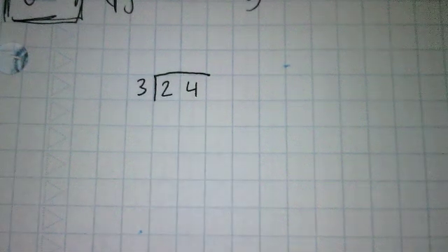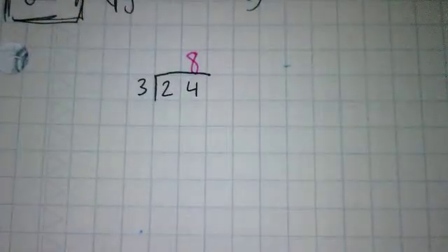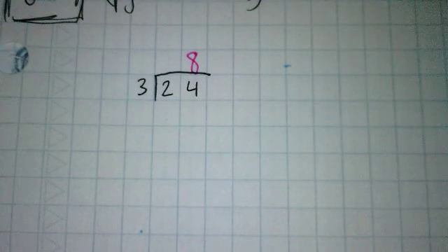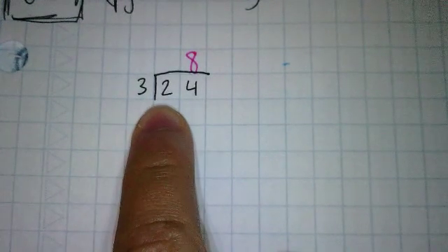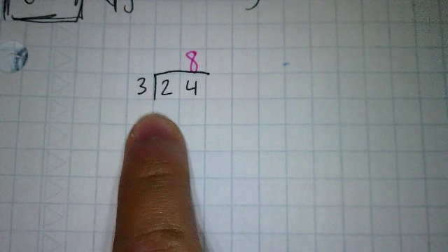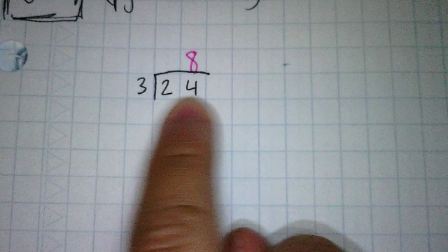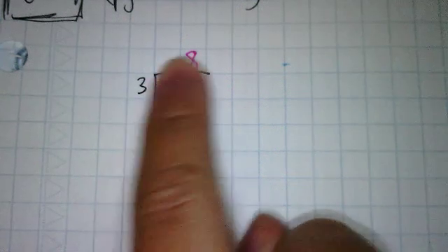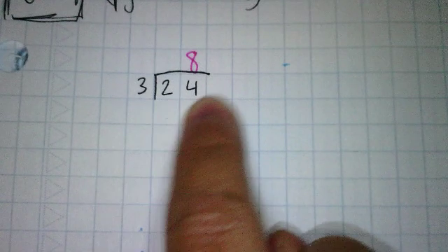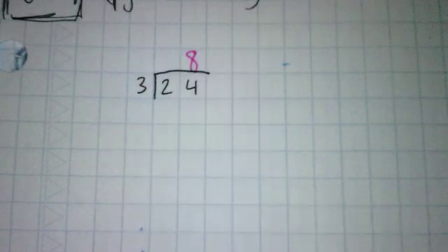This one is a pretty easy one because there is an exact answer. Does anyone know how many times 3 does fit into 24? Joshua? 8 times. So we're going to write our 8 above the 4. Why wouldn't we write it above the 2? Because 3 doesn't fit into 2. Technically we would write a 0 up here, but we don't have to. We can just leave it blank. We skip that 2 and go to the 4, so we take 24. 3 doesn't go into 2, but it does go into 24.